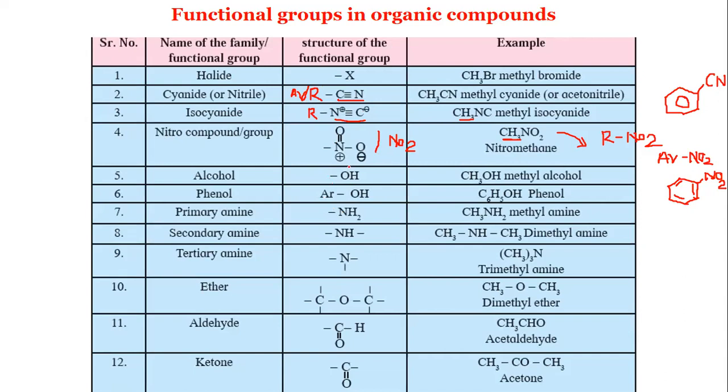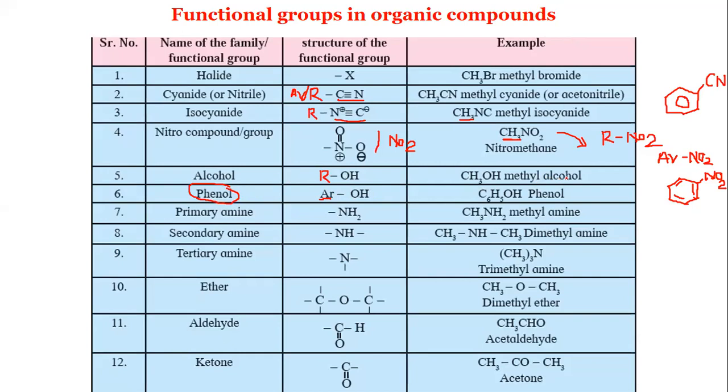Then in case of alcohols, we have to remember that the OH group is attached to the R group, ROH. Instead of R, if the aromatic system is there, these are called phenols. Remember, when the OH group is attached to the aromatic ring, the functional group is different. It is called phenols. And when the OH group is attached to the R, it is called alcohols.